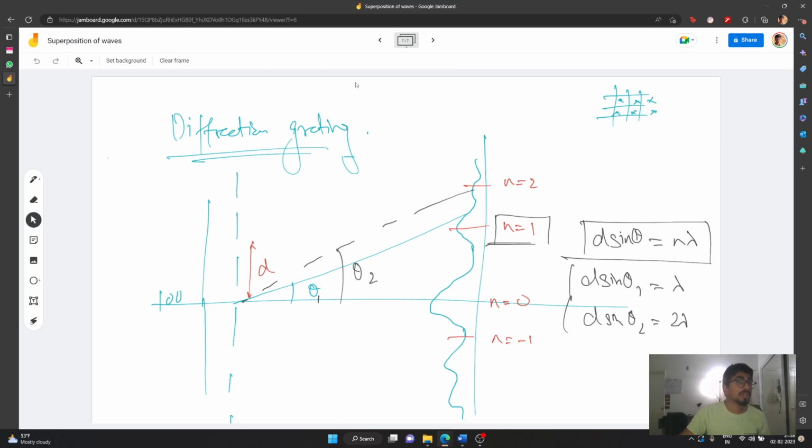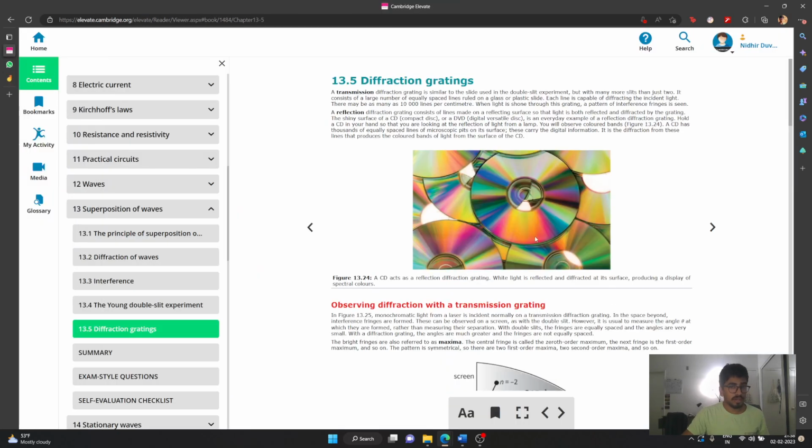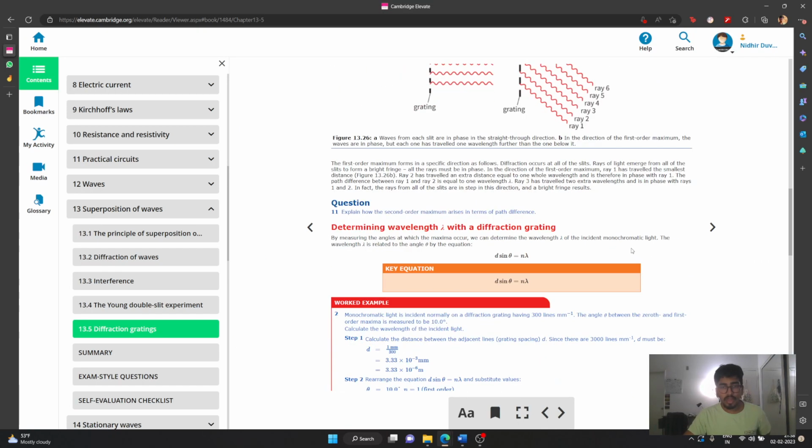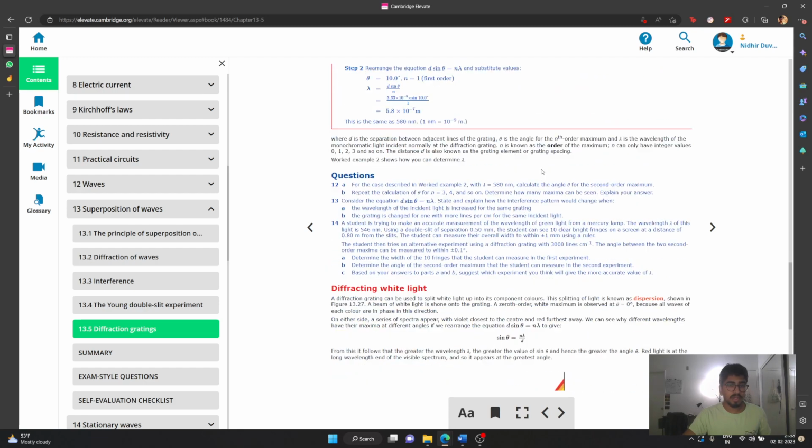Right? And similar to YDSE, it's just that more than two sources are now interfering together to create something. So you have a grating full of slits, which all create this n equal to 0, 1, 2 and further beyond patterns, right? And that's the key formula right here.